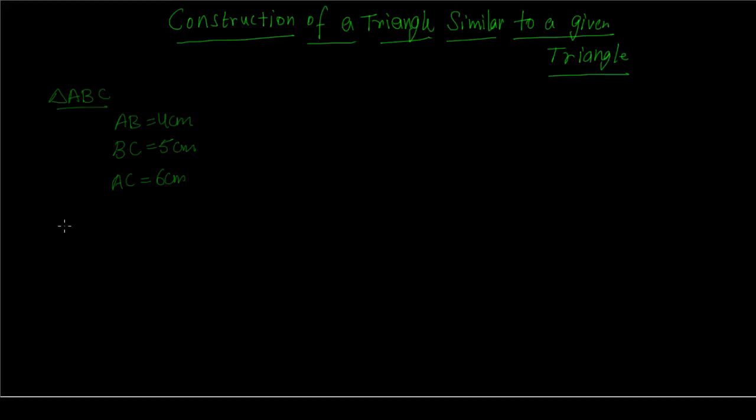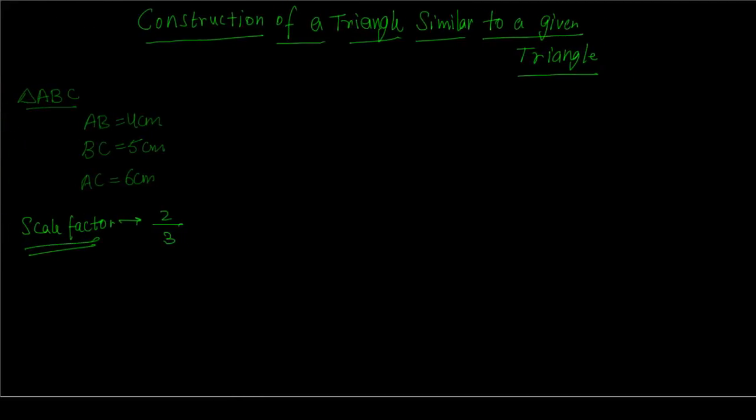So here basically what happens? The scale factor becomes 2/3. So 2/3 is my scale factor in this question. So using the scale factor and using this given data of the triangle, I will be constructing a triangle similar to this given triangle ABC, right? So let us start. Now, first of all, we will be taking the construction and side by side I'll be writing the steps as well, right? So the steps will be here. And I'm going to side by side construct the triangle here, right?